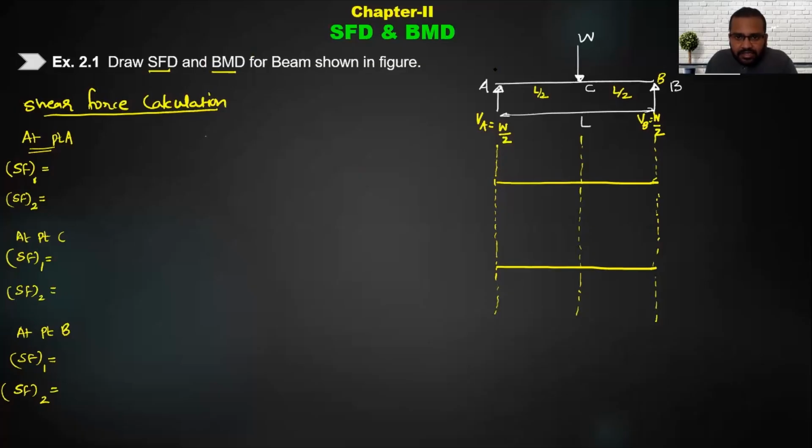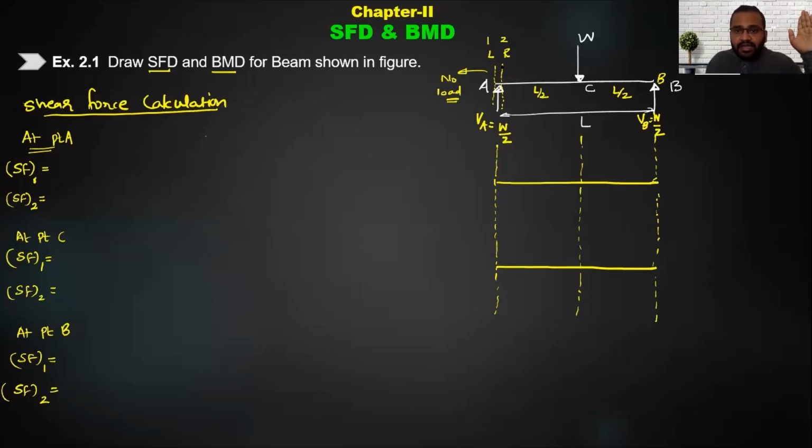I will take a section like this and a section like this. This particular section I'll call the left hand side section and this the right hand side section, or else I'll call this section 1 and this section 2. Now if I am taking section 1 and I take the left side of section 1, for example here, there is no load.